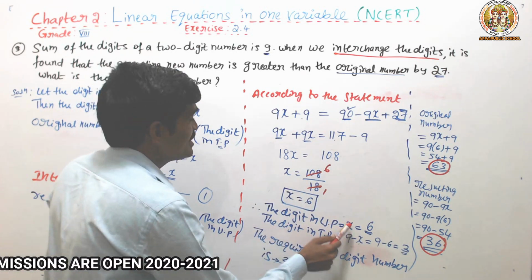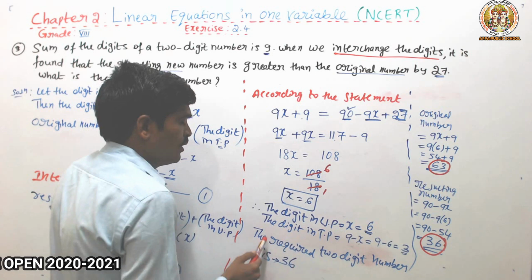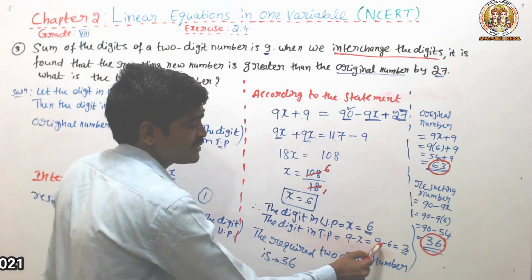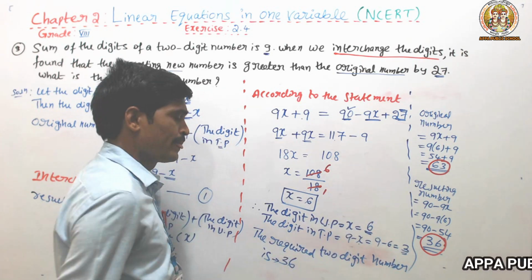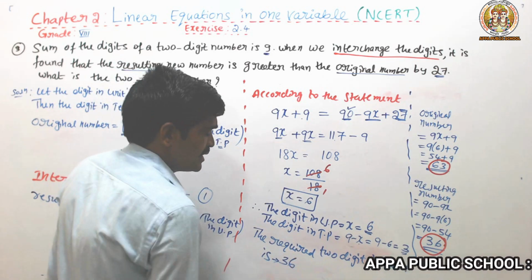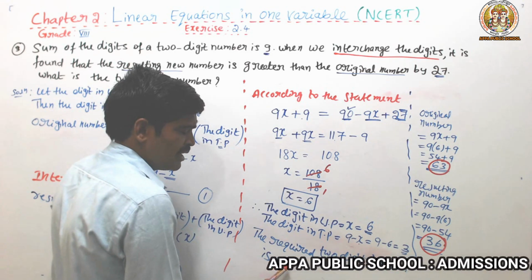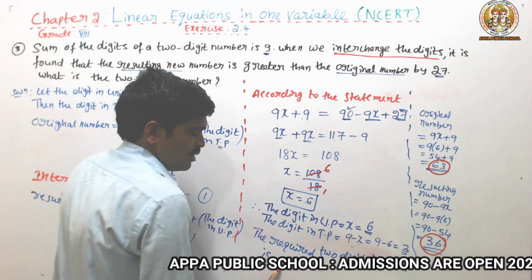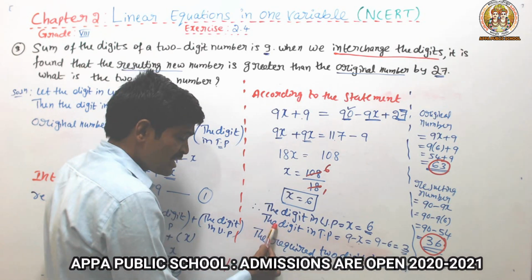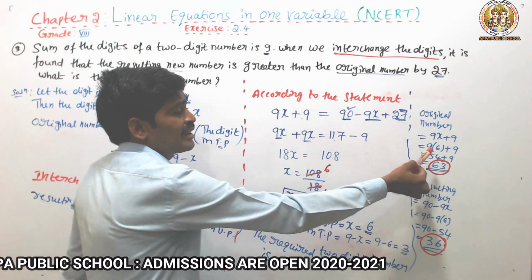The digit in UP means x we consider. So the value is 6. The digit in TP means 9 minus x. 9 minus 6 is equal to 3. So for the required 2-digit number, the tens place should be the second number and the units place should be the first number. So 36 is your answer. Those who do not understand the last 3 lines can go for the alternate method also.